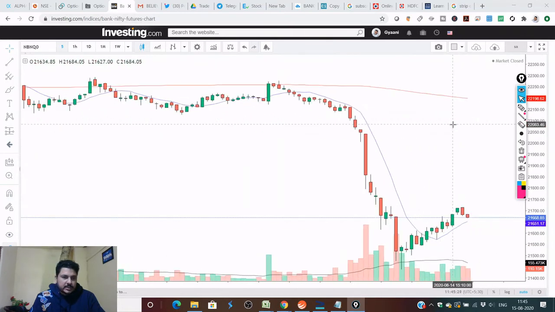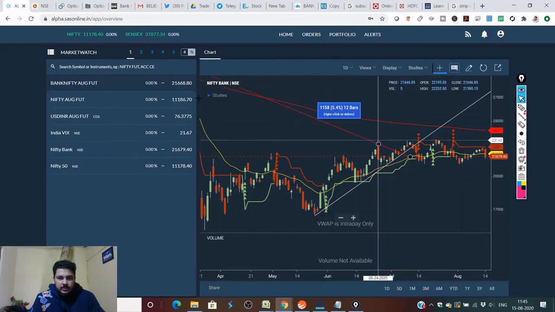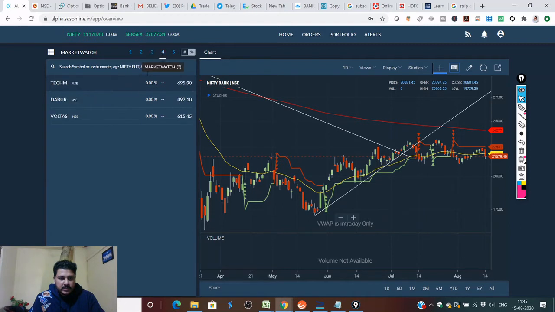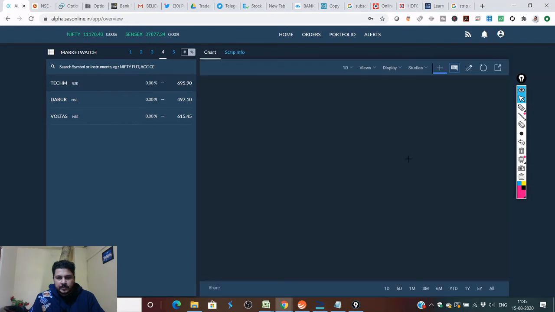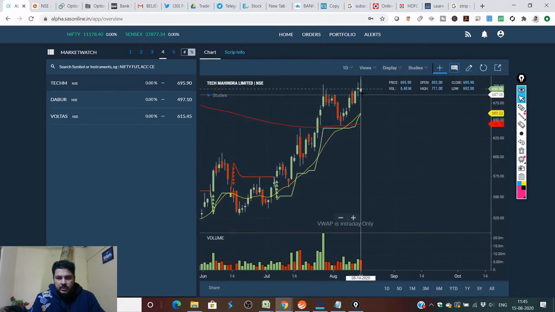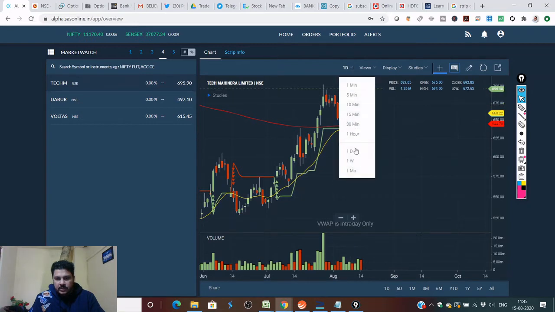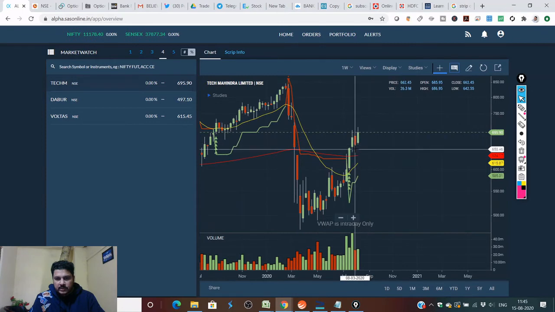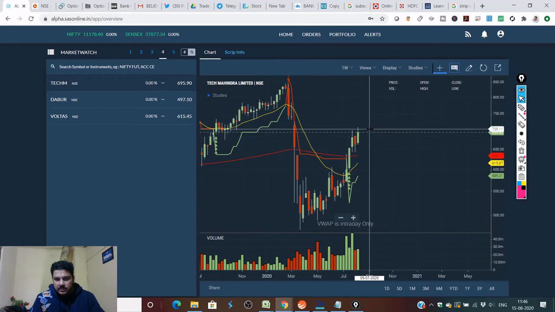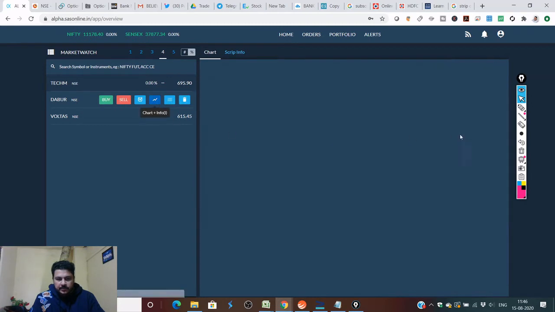Okay, now let's go to the stocks which we have mentioned last week. So let's see, these were the stocks: Tech M, Dabur and Voltas. So Tech M is still in the bullish trend from where we have taken it last week. So last week when we spoke, it was at this price at 661. Now it is at 710 was the peak it has touched. So it still has a lot of potential to go up. So hold on to this.